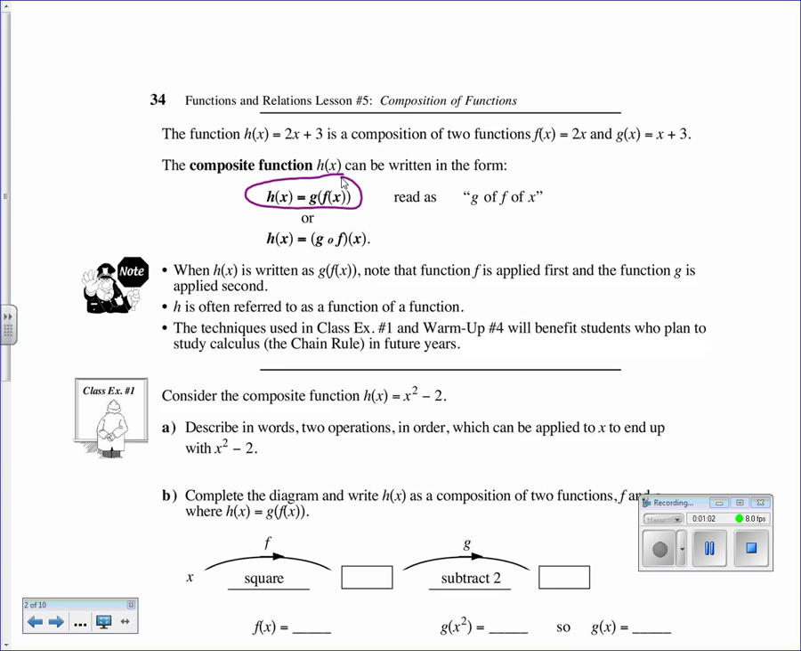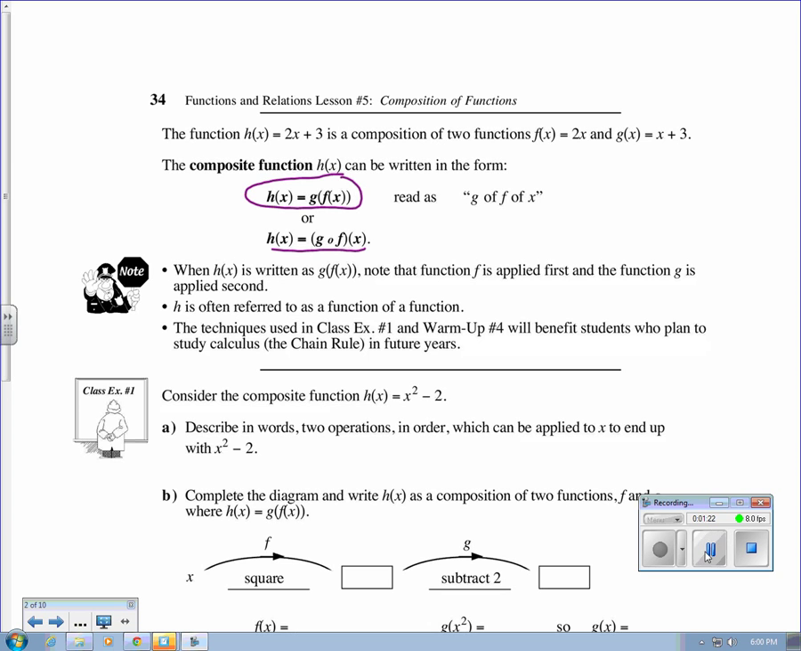I like the notation that's a little less bracket dependent, and that shows an open circle. G at f evaluated at x. This is especially interesting for calculus students, so we want to make sure that this makes sense to you. So the idea of a composite function is that there are two recipes that need to get applied.